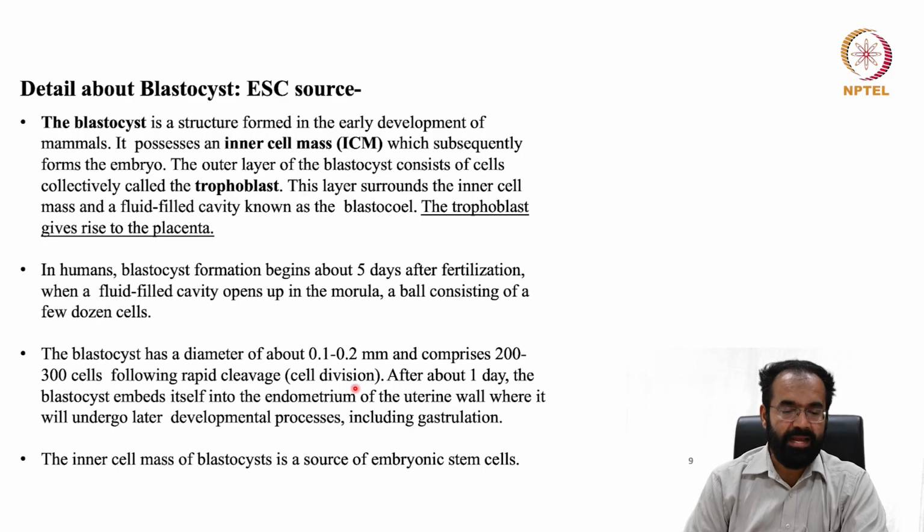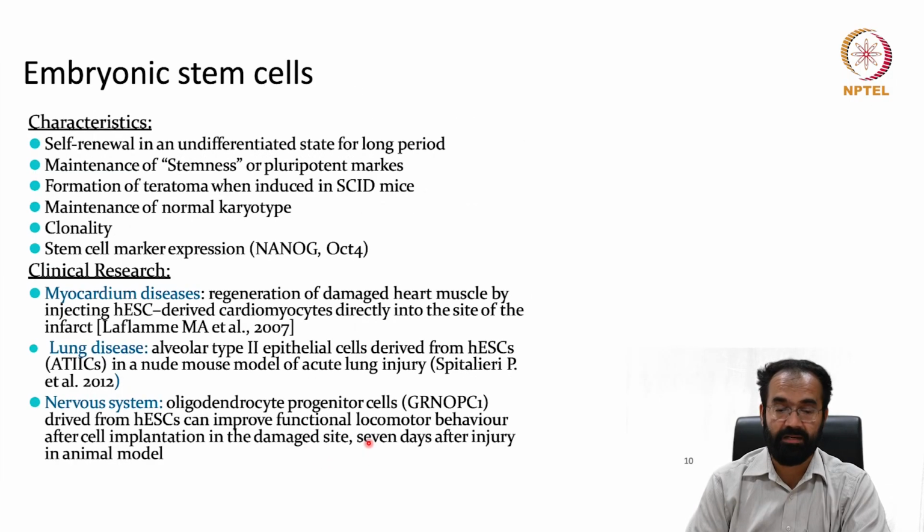After about 1 day, the blastocyst embeds itself into the endometrium, that is the uterine blood vasculature present in the uterine wall, where it will undergo later developmental processes including gastrulation, that is the blastula matures into gastrula where 3 germ layers are formed. The inner cell mass of the blastocyst is a source of embryonic stem cells, usually used in culture. So if you look further at the characteristics, self-renewal is an undifferentiated state for a long period.